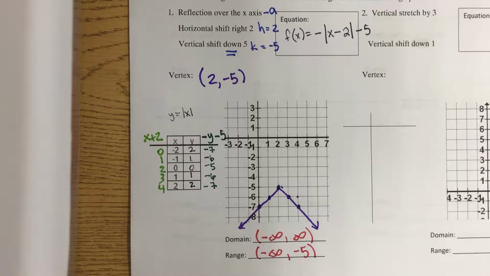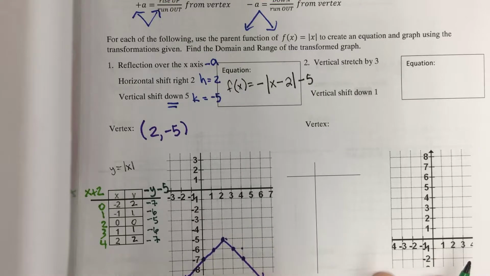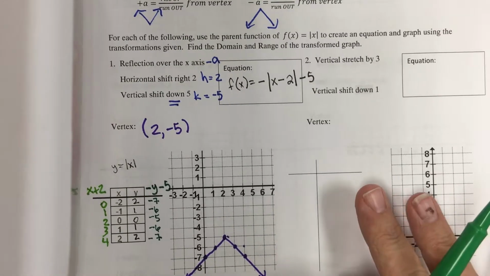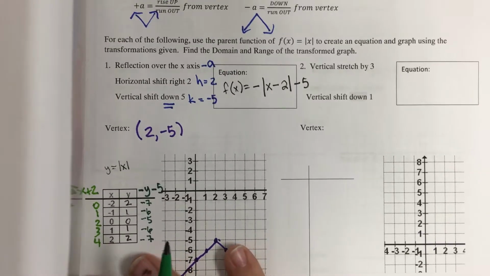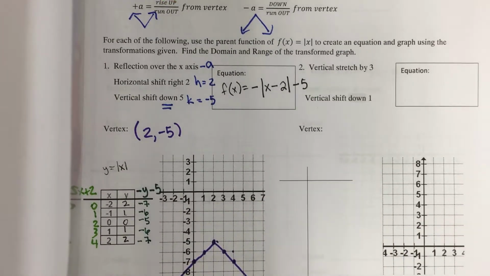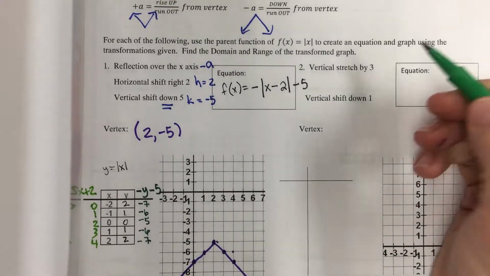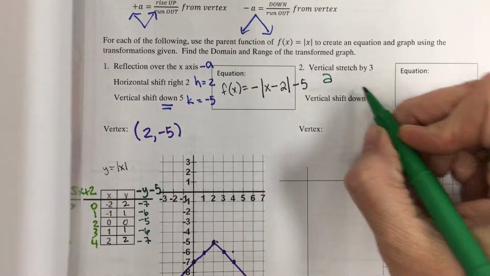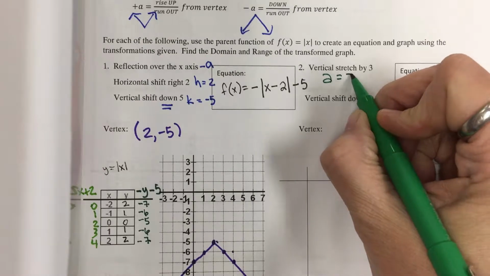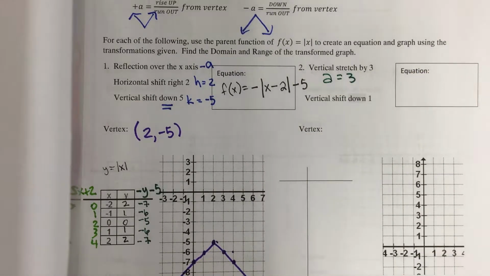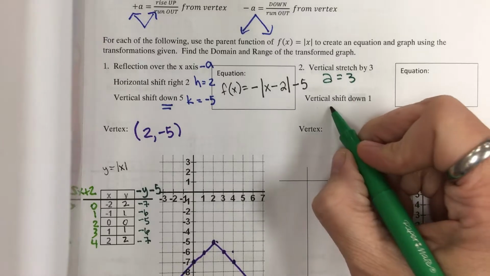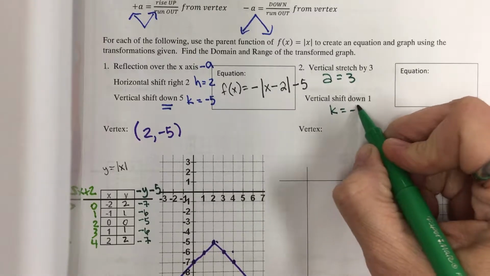Okay, let's try it again. This time it says we're doing a vertical stretch by 3. Well, what is a vertical stretch? Vertical stretch is the a value. So our a value here is going to be 3. Then it says a vertical shift down, so that means our k value is negative 1.